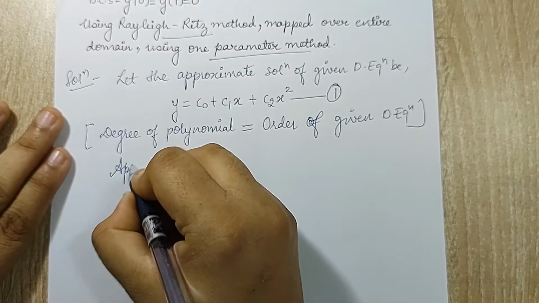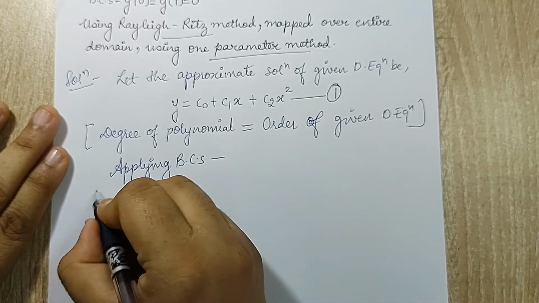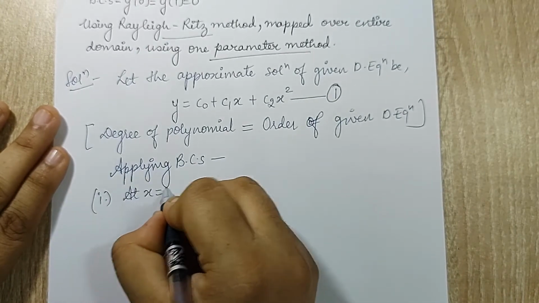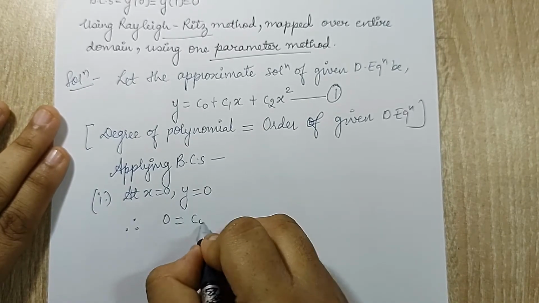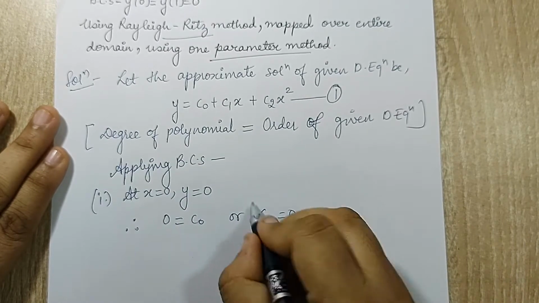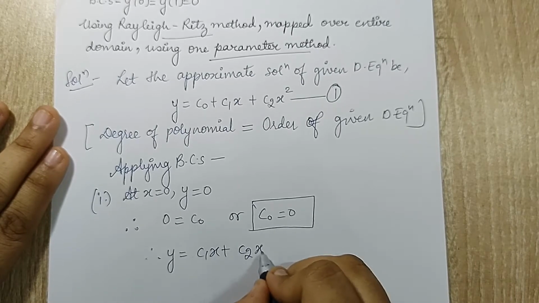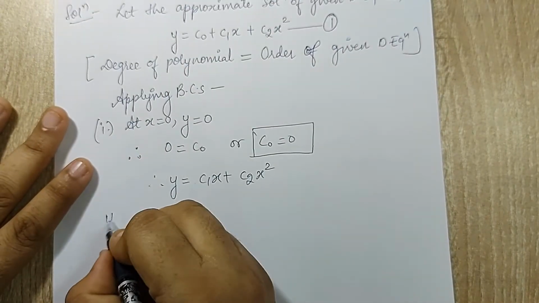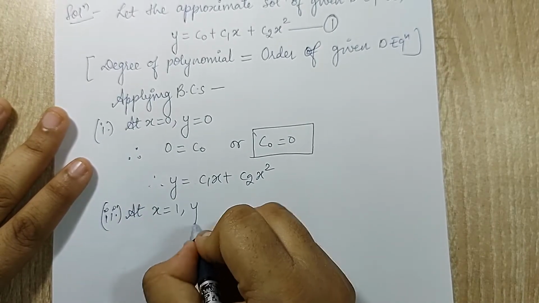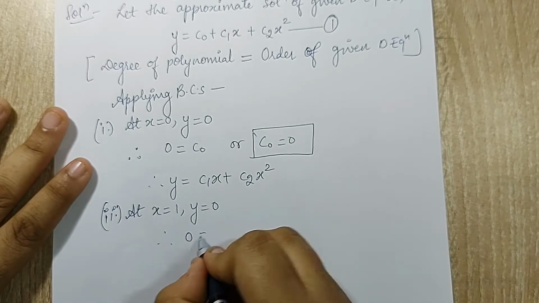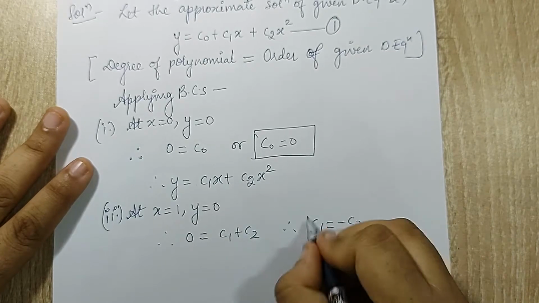Now I am going to apply boundary conditions. Applying boundary conditions, first one, at x is equal to 0, y is equal to 0. Therefore I get 0 is equal to c0, or I can say c0 is equal to 0. Therefore my y becomes c1x plus c2x square. When I apply the second boundary condition, at x is equal to 1, y is equal to 0, therefore 0 is equal to c1 plus c2. Therefore I can say c1 is equal to minus c2.